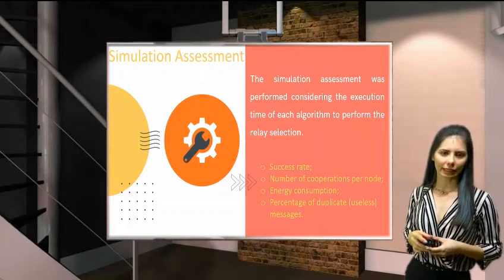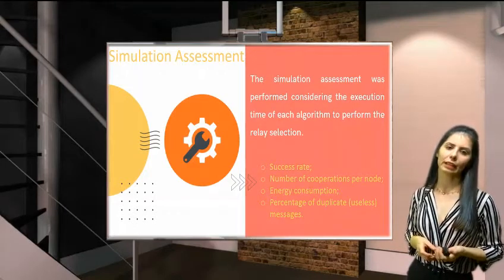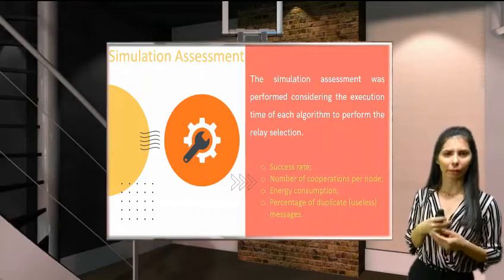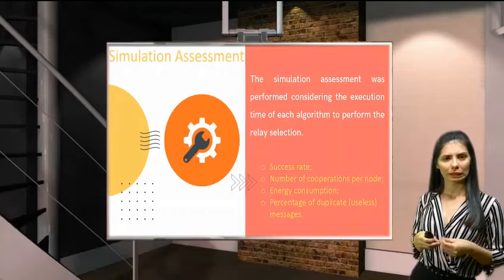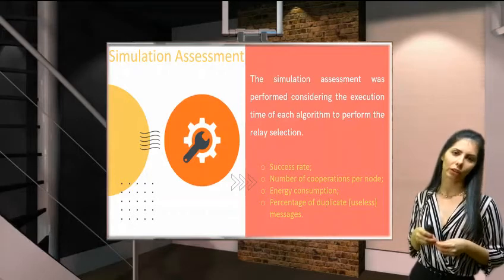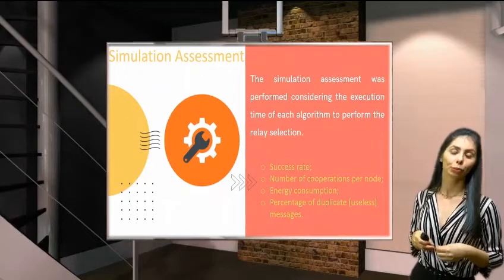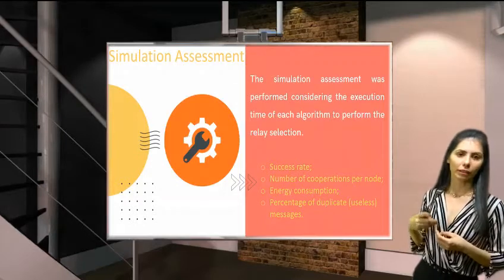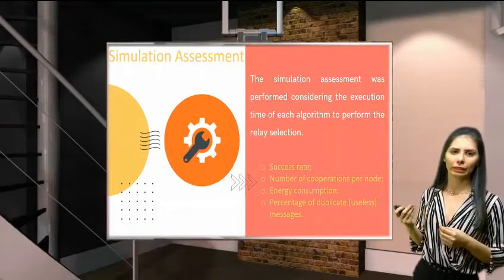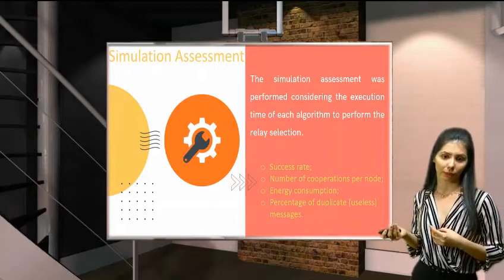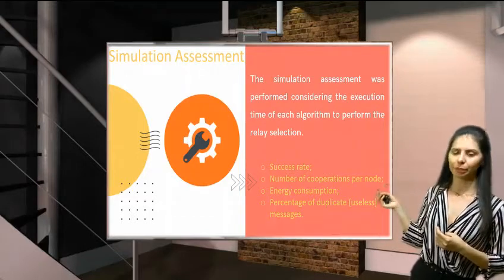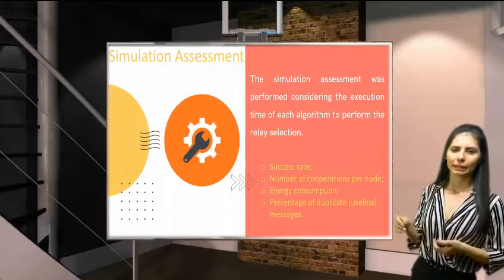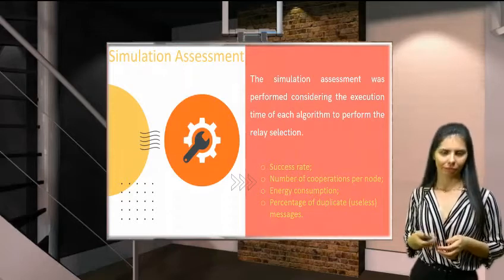The simulation assessment was performed considering the execution time of each algorithm to perform the relay selection. In our model, the coordinator node must use only 15.36 milliseconds to perform the relay selection and send the beacon message. In addition, other metrics were used to evaluate the network quality performance, namely success rate, number of cooperations per node, energy consumption, and the percentage of duplicated messages.